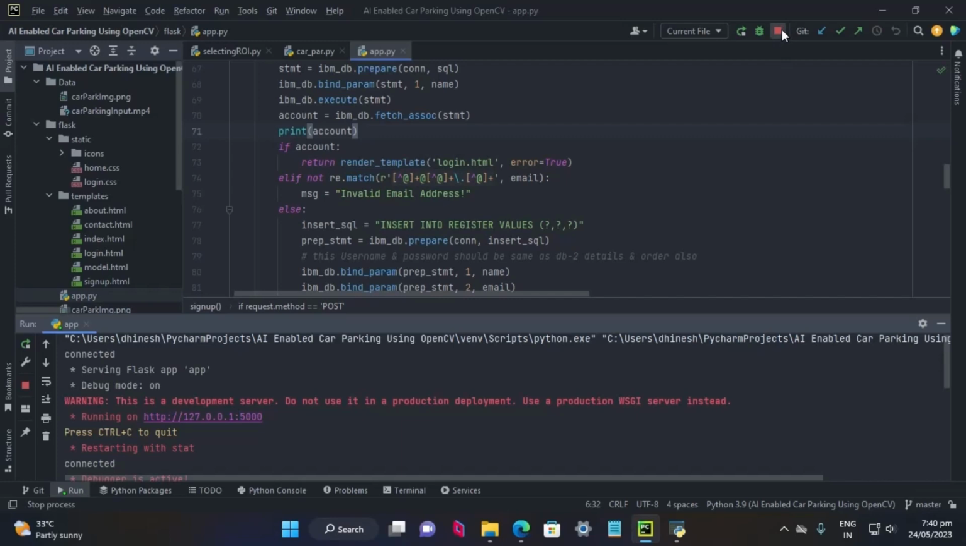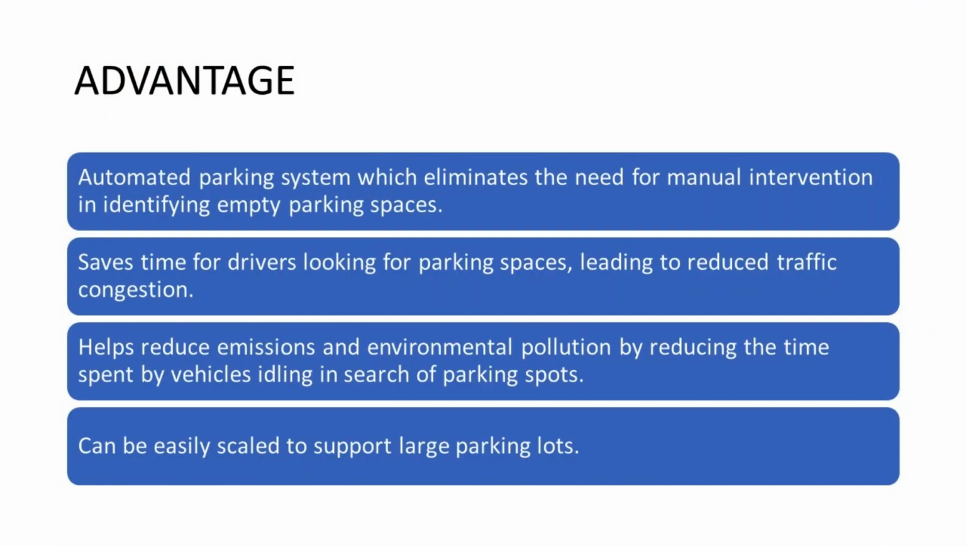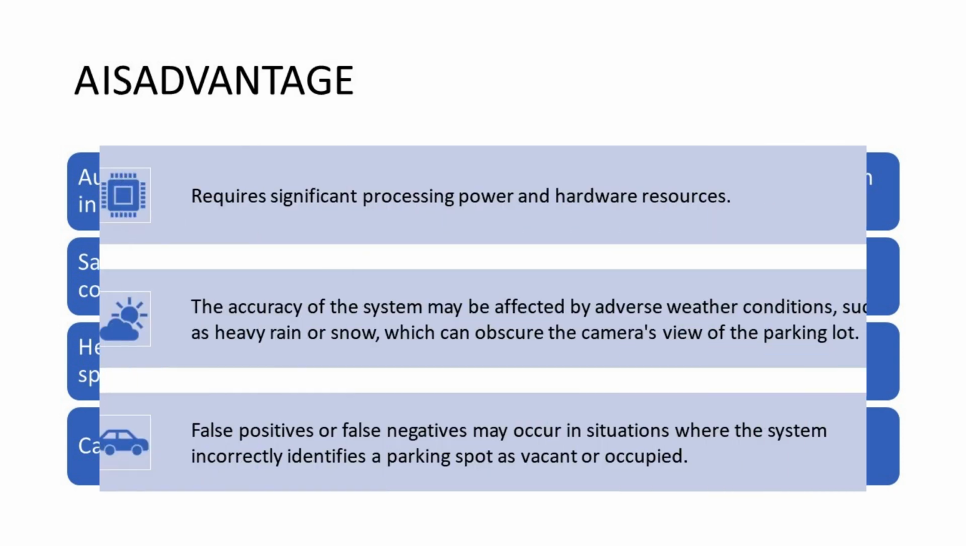Let's hear the rest from Ilangeshwaran. Advantages of AI-enabled car parking using OpenCV: an automated parking system eliminates the need for manual intervention in identifying empty car spaces, and can be easily scaled to support large parking lots. It saves time for drivers looking for parking spaces, leading to reduced traffic congestion.